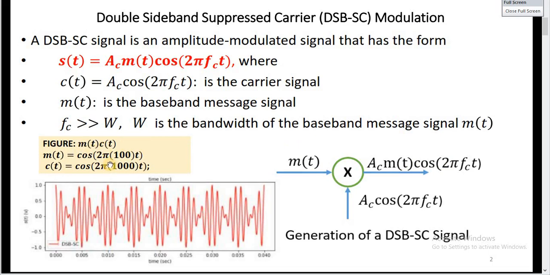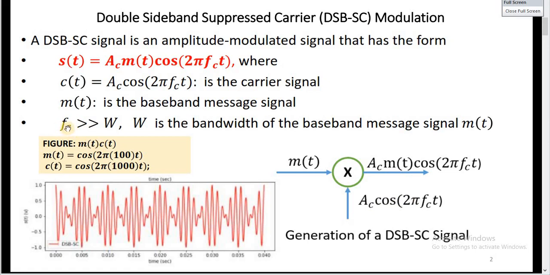هون بس على سبيل المثال في عنا message signal with frequency 100 Hz and the carrier signal with frequency 1000 Hz. Upon multiplying the message signal with the carrier, we obtain a double sideband signal of this shape. هاي هي المodulated signal S of t.